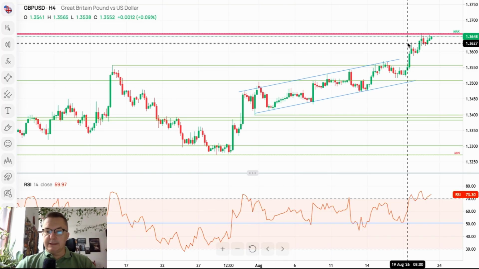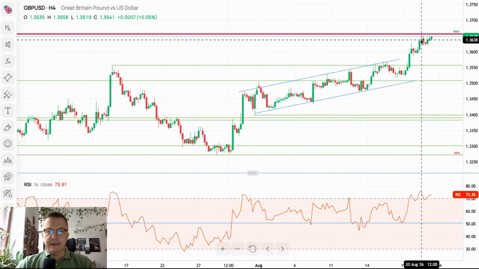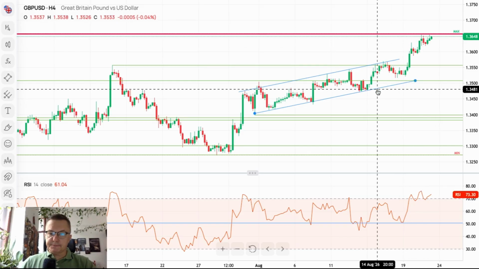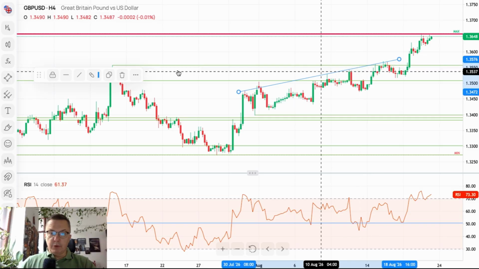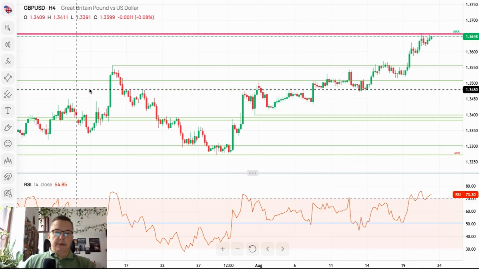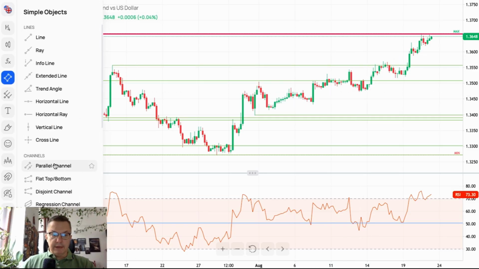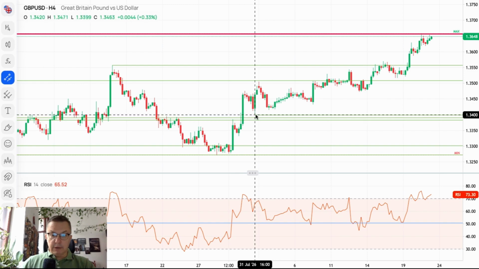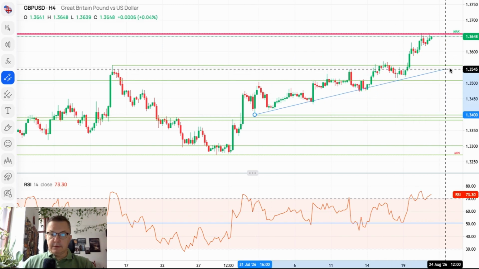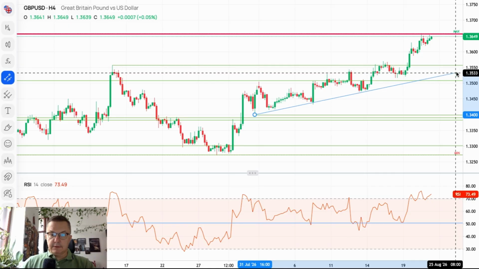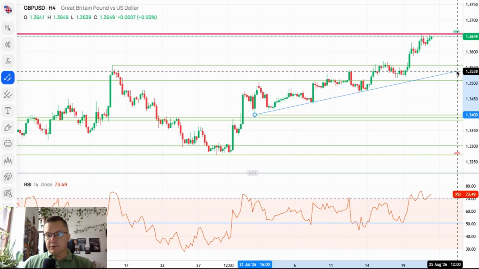Cable is doing exactly the same thing as expected. We are testing the 1.3558 technical resistance. This is a weekly technical resistance. You've seen it before, guys, but what I want to do is apply this parallel channel to see what is going on here. Let me just adjust it a minute. I think it should be all right, something like this.